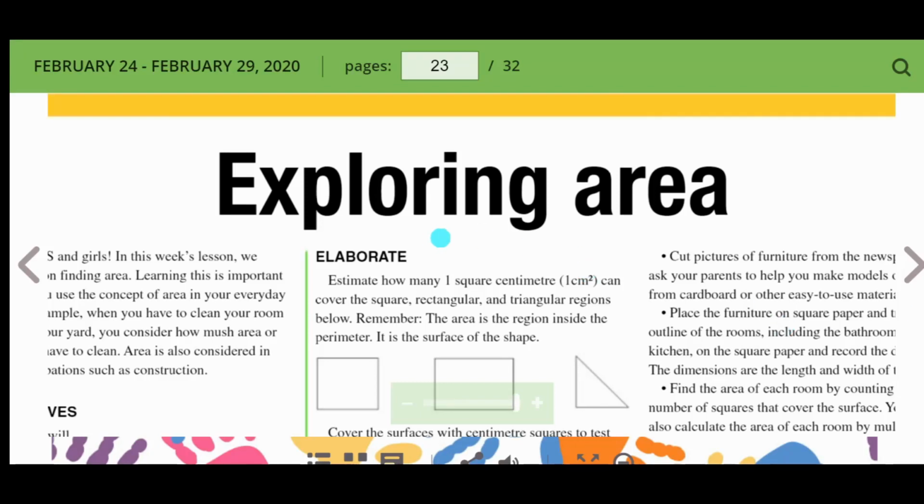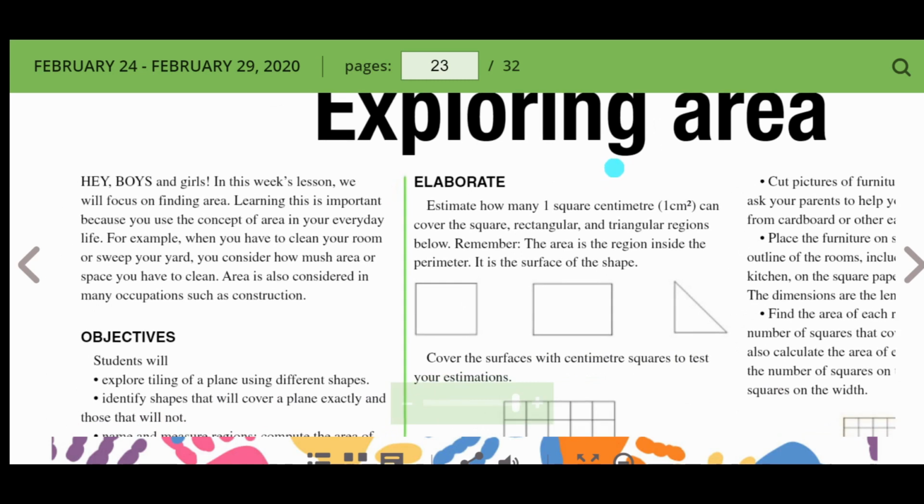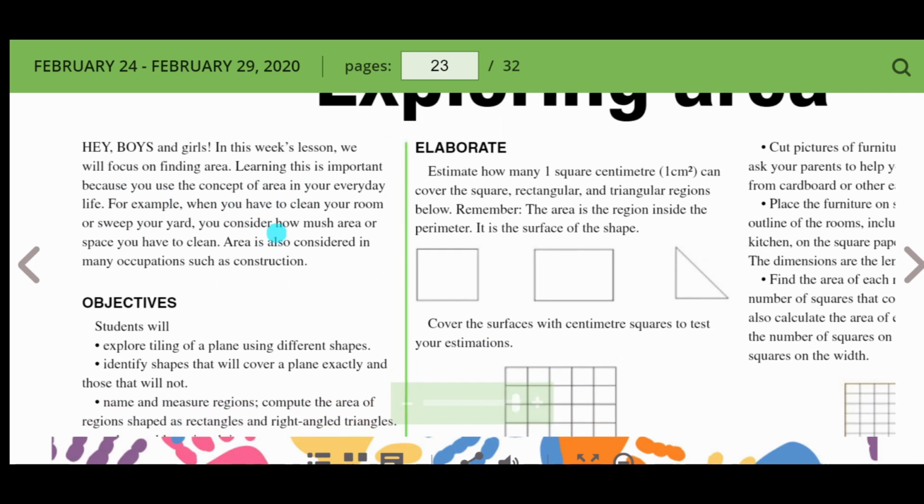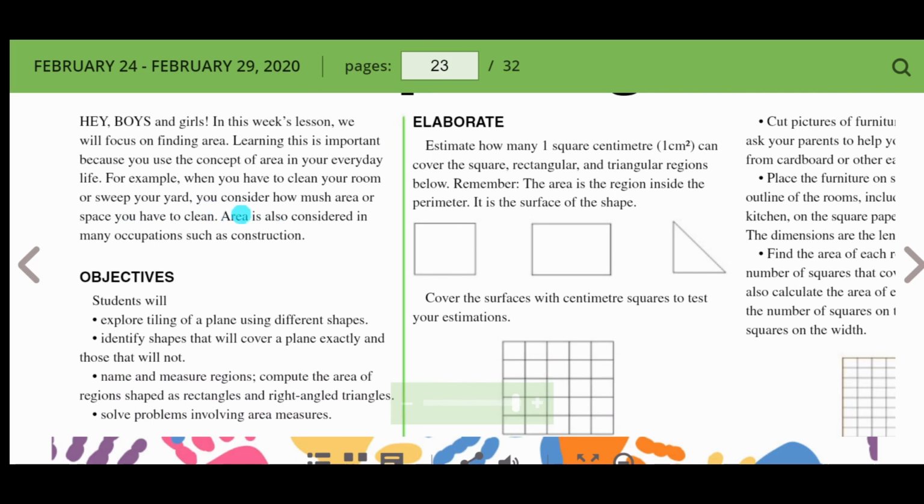In this episode, we're going to be exploring area. Learning this is important because you use the concept of area in your everyday life. For example, when you have to clean your room or sweep your yard, you consider how much area or space you have to clean. Area is also considered in many occupations such as construction.